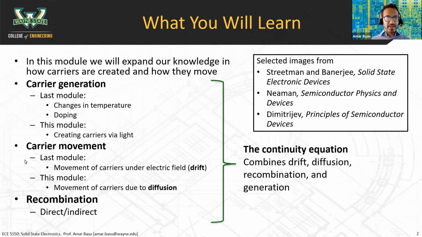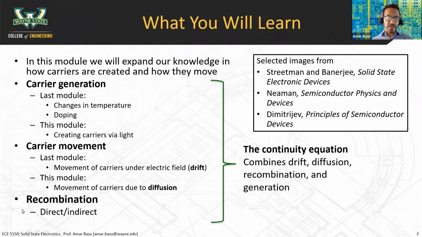Just for a little bit of context, last time in class, we talked about how you can create carriers by light. So we talked about carrier generation processes. Last module, we talked about how you can generate carriers with changes in temperature and doping. This module was about how you can create carriers by shining light on the material. And then we got into the movement of carriers. Last module, we talked about how carriers can move under an electric field, which is called drift current. And today we are going to talk about how carriers can move due to diffusion.